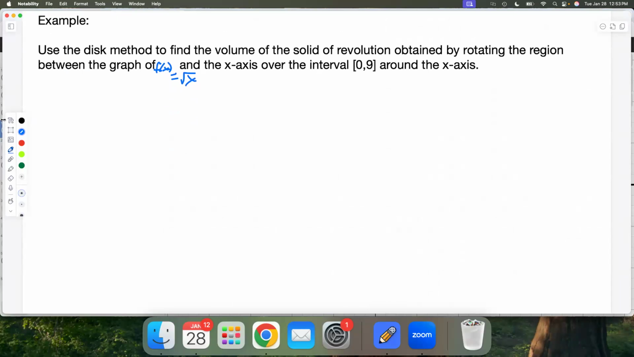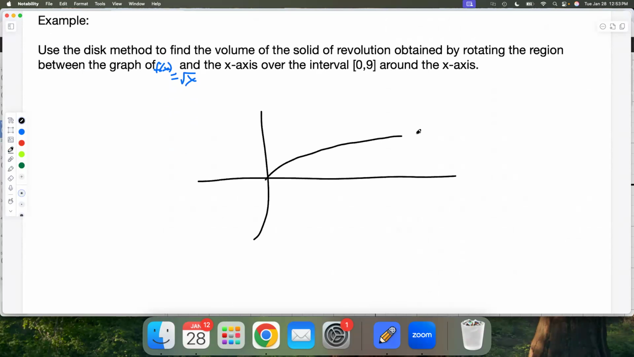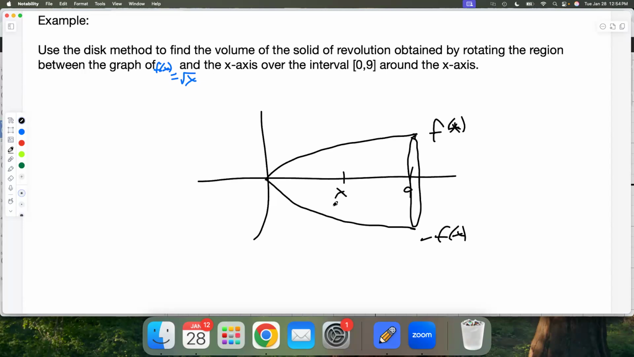Okay, so drawing this guy out here, we got square root of x from 0 to 9. We're going to rotate that around. I think I could draw it better. Your bottom is always going to be a reflection. Like if this is f of x, this will always be negative f of x. If you're trying to draw these out, here's f of x. When we're rotating around the x-axis, it's always going to go from f of x down to negative f of x. Okay, so we pick some random spot x here.